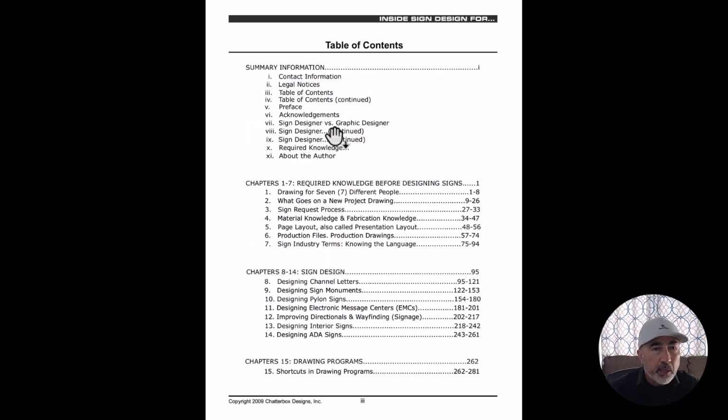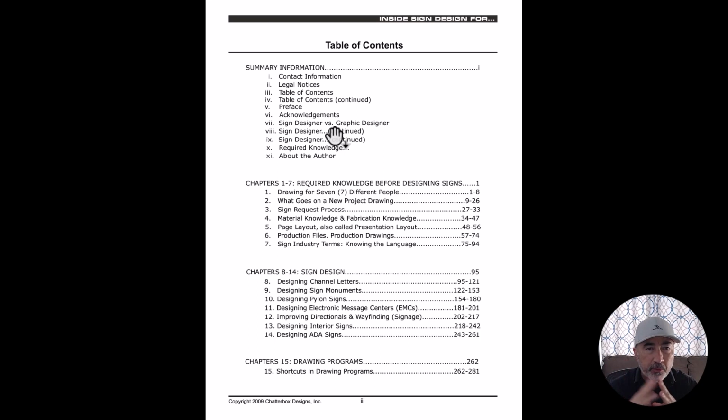So chapter 4, now this whole premise of this section, chapters 1 through 7, is chapter 4. I would say it's material knowledge and fabrication knowledge. It's very, very important to know some basics, and when I keep saying basics, it literally is just the basics. You don't need to know how to weld or install. So this is very important for anybody who's new to this, or even those that have been in this a while that really still struggle with sign design, which I've met a lot of people.